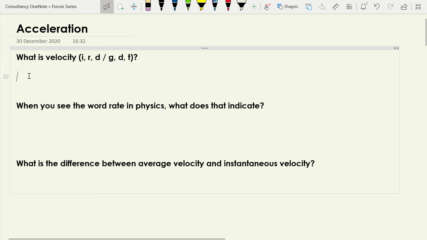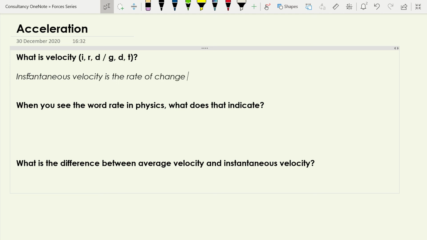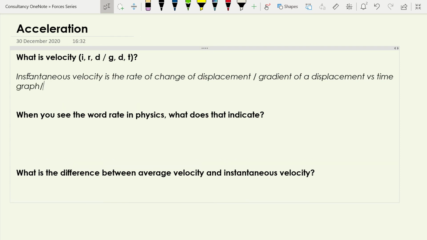So what is velocity? First of all, velocity is short for instantaneous velocity, is the rate of change of displacement, or we could phrase that as the gradient of a displacement versus time graph. Those are the things we're going for. So you can see the keywords I would be looking for in here, and those are the things that are in the brackets.